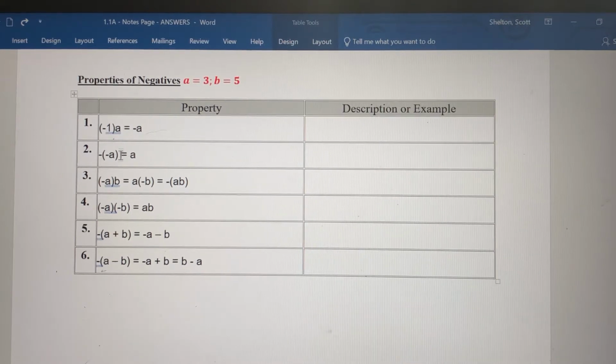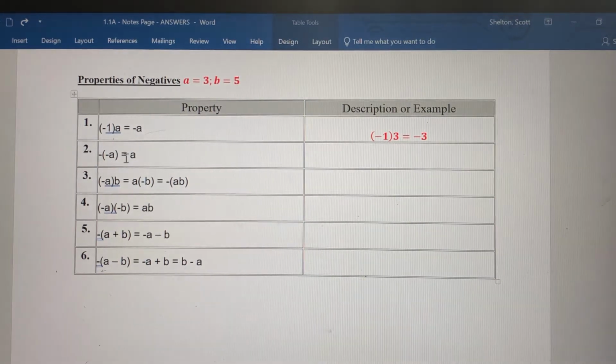So the first property here, we've got a -1 times whatever A may be, and again, we're going to call it 3. But basically what we're doing is we're multiplying -1 times A, or we're taking the opposite of A. Well, either way we do that, -1 times positive A is negative A. So if we plug in 3 for A, we've got -1 times 3, or you can think of it as the opposite of 3. Either way, that product is going to be -3, okay?